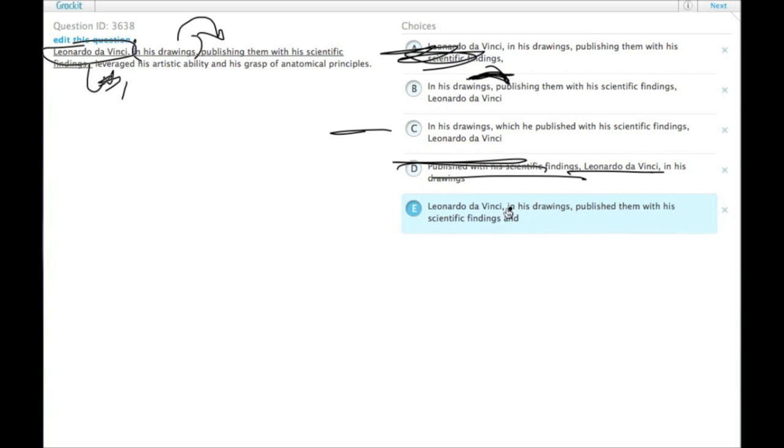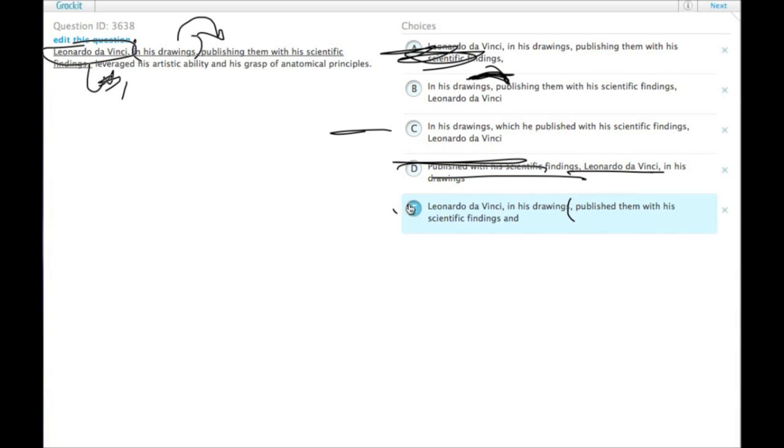Well, it's not just the number of levels, it's also the fact that we put published and leveraged his artistic ability, when really we want to say that the publishing them was the leveraging of his artistic ability. This sounds like he did two separate things, that he published his drawings with his findings, and he leveraged his artistic ability, like he did the one and then he did the other. When really what we're trying to say is that by doing the one, he did the other.